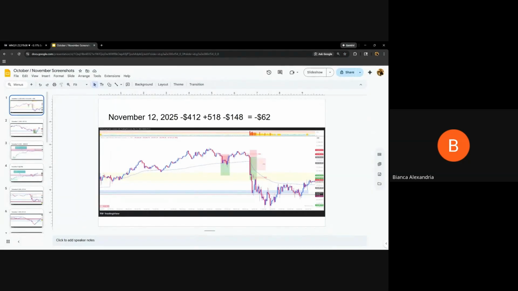On this one right here, I let one contract continue to run and it turned around on me. And so that's where I got stopped out. I ended up losing $148, which brought me to a negative 62 for the day. And yeah, I was explaining that for a reason.